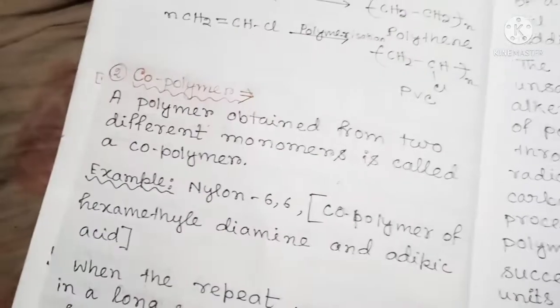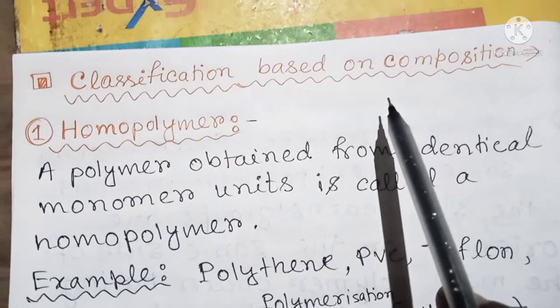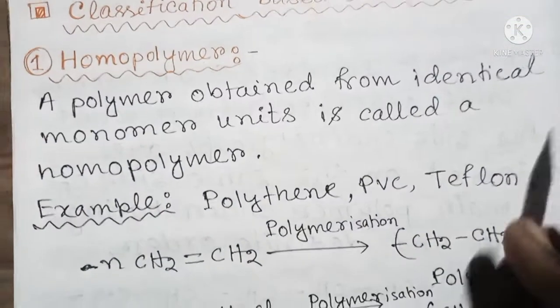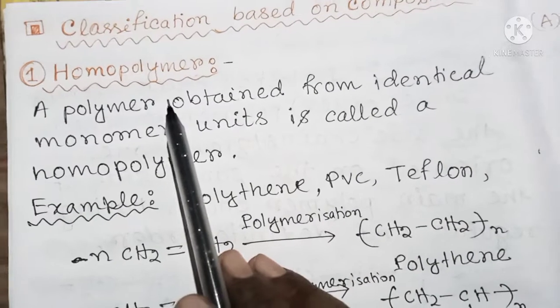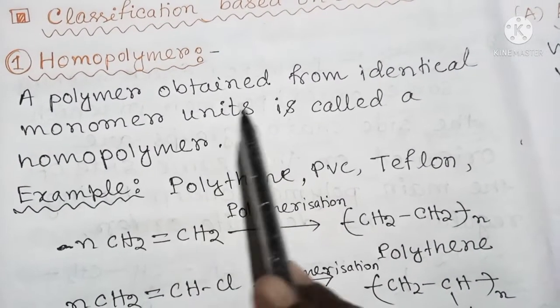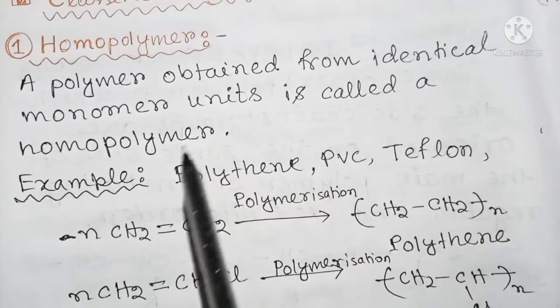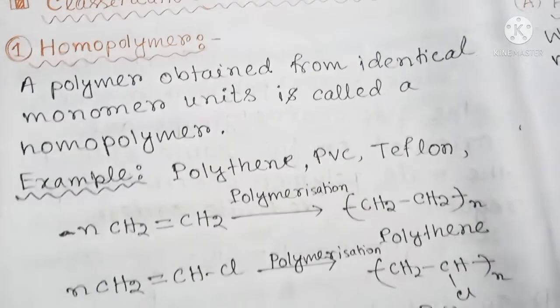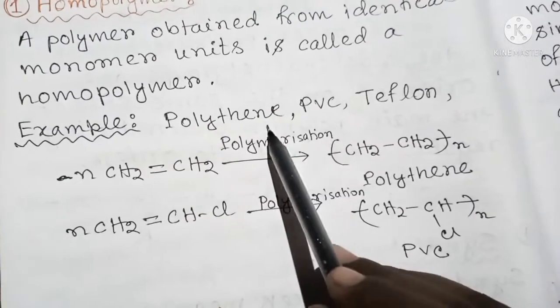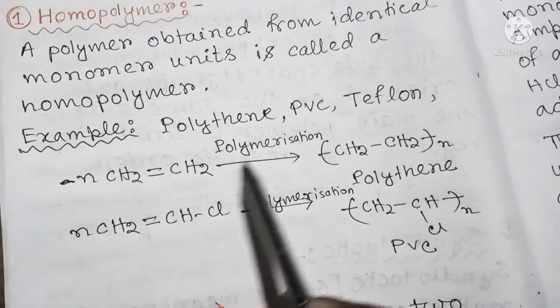Next topic is classification based on composition. So let's start. Here is homopolymer. What is a homopolymer? A polymer obtained from identical monomer units is called a homopolymer. Example: polythene, PVC, Teflon. Ethene polymerization gives polythene, and vinyl chloride polymerization gives PVC.